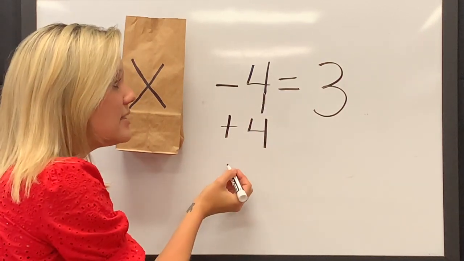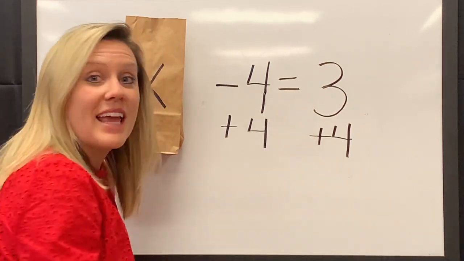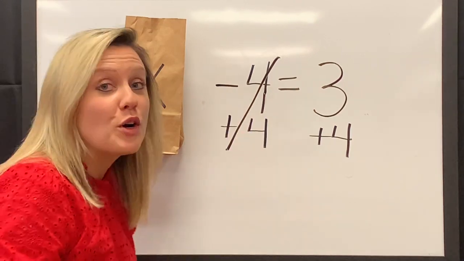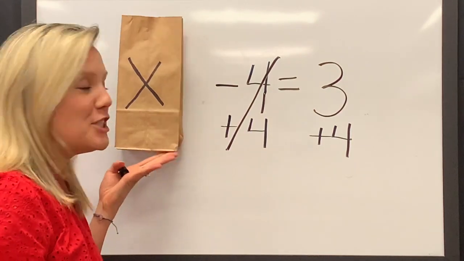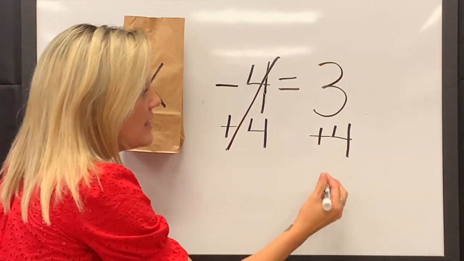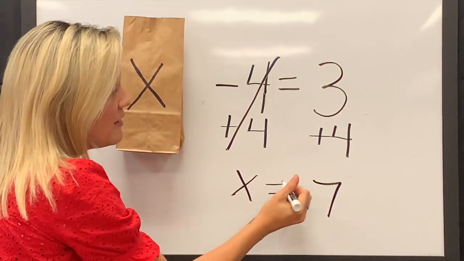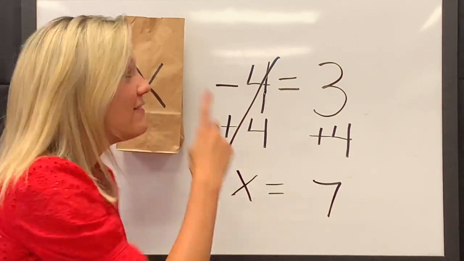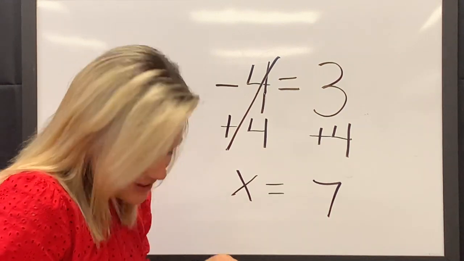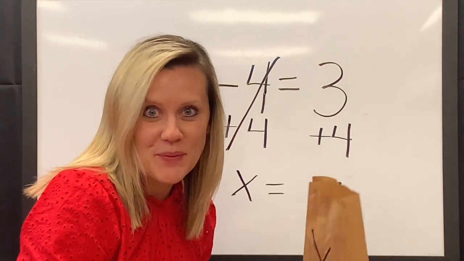And whatever I do to this side, I have to do to this side because I want to keep them equal. Okay. These 4's cancel out because a minus 4 and a plus 4 would give us 0, and that wouldn't change what's in our bag. And then I'm going to do this. 3 plus 4 is equal to 7. That means x is equal to 7. That means I should have 7 pieces of candy in here. And I do. 7 pieces of candy.